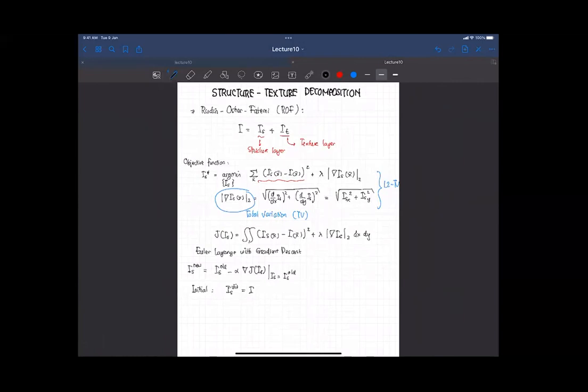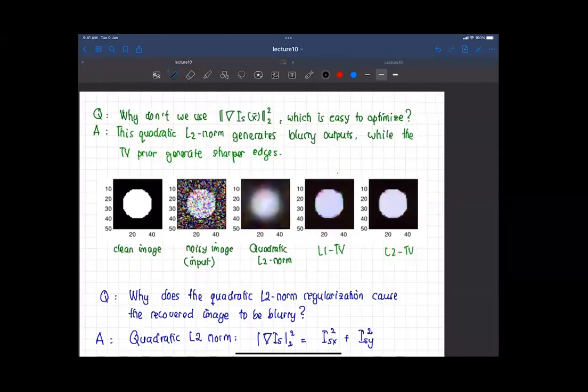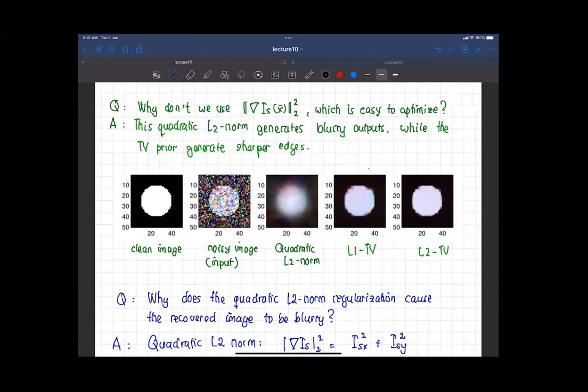So now the question is, what is the benefit of this TV prior or TV regularization? I put in the lecture note these comparisons. The clean image is where there is no noise, then you have this noisy image, and that's your input, in the second column. If you use the quadratic L2 norm in the first term and the L2 norm in the second term, then you get a very blurry output for IS. But if you use L2 TV, at the far right, L2 for your data term and TV for your smoothness term, then you have a very smooth, nice looking output for your IS.